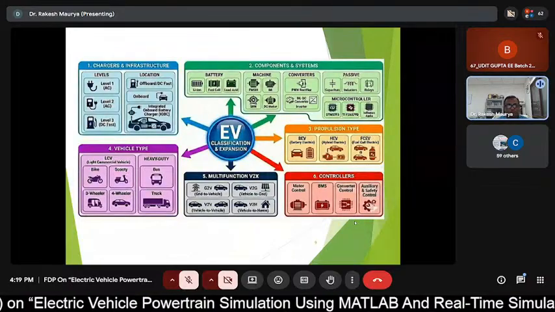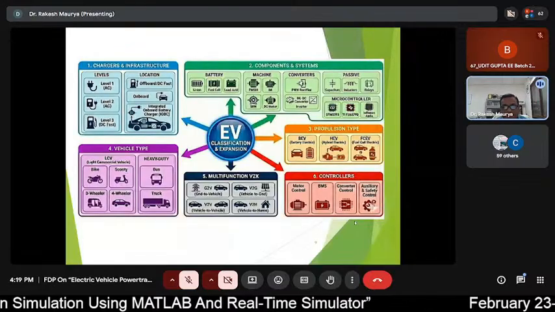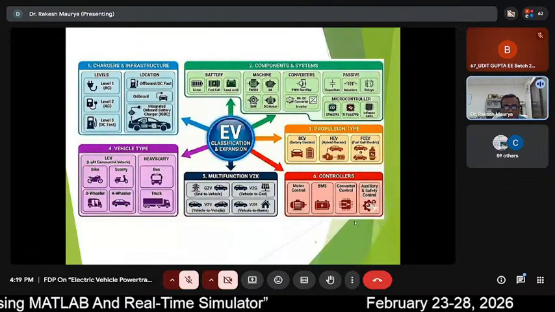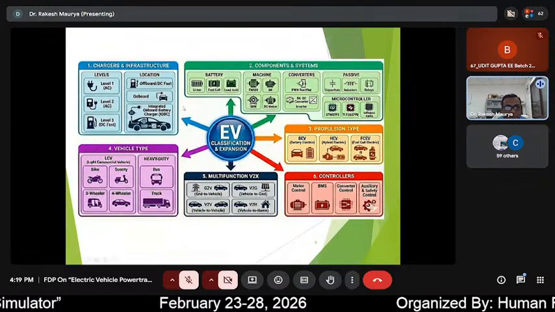Okay. Now coming to EV, electric vehicles in general, there are 6 segments where research can be done. One is the charging infrastructure, that is very important for us.